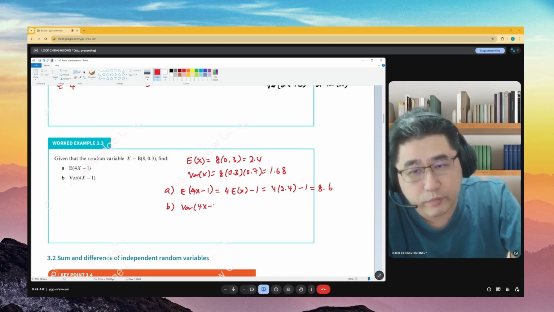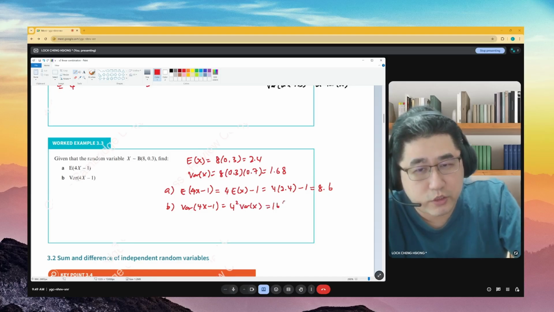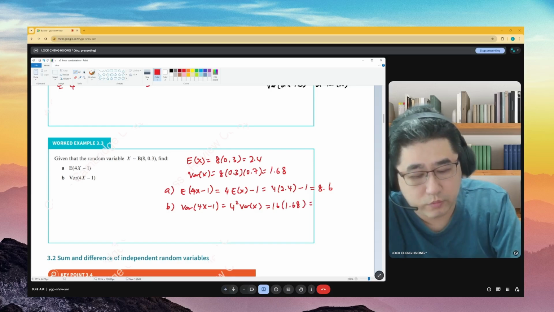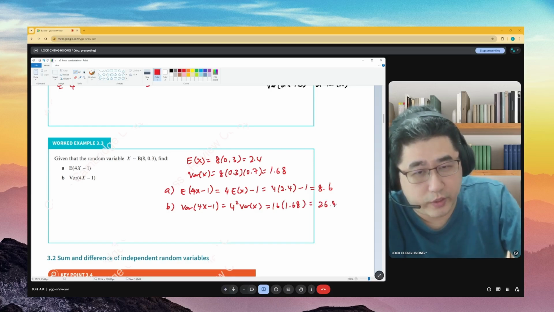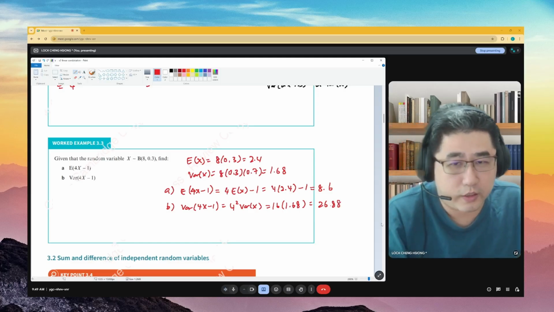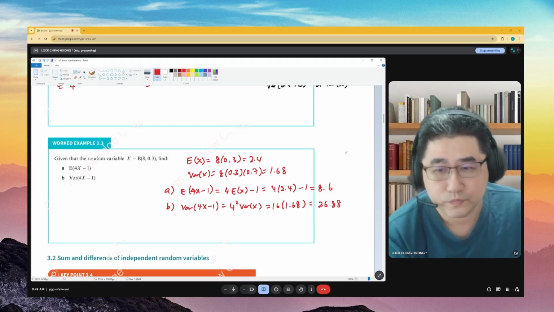of 4X minus 1 will give you 4 squared times the variance of X. That gives you 16 times 1.68. So 16 times 1.68 actually gives you 26.88. Okay, that is the example.